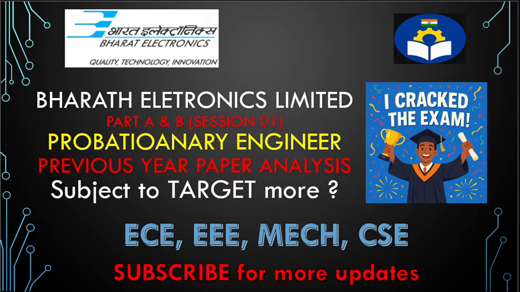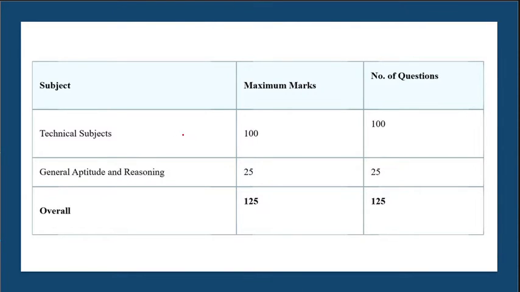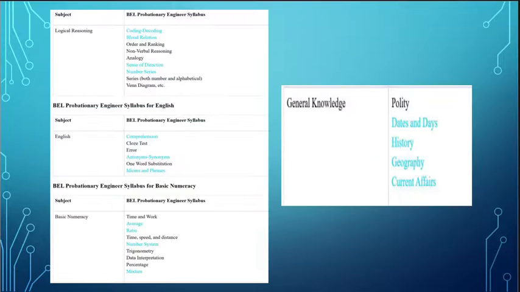So here is our previous year paper, and even in the next upcoming examination the pattern will be like this. For the technical subjects you will have 100 questions, and from general aptitude you will have 25 to 50 questions, and in this it will be 25 questions. Now going forward towards aptitude and reasoning, what are the subjects you need to focus on in order to score more? Here for logical reasoning, so and so topics you need to cover, then especially for English language, so and so subjects, then for numeracy you need to cover these topics, and then for general knowledge you need to cover these particular topics.